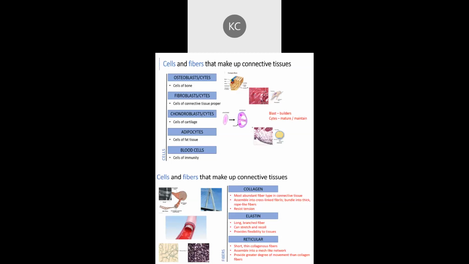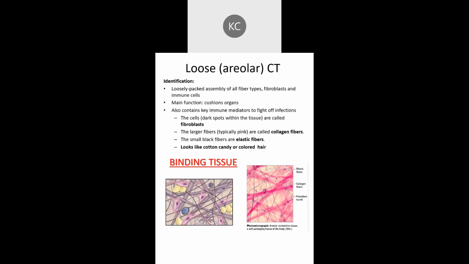Starting off, we're going to look at dense and loose types of connective tissue. The first one is loose connective tissue, and this is a type of what is called areolar connective tissue. You can almost think of areolar as loose.